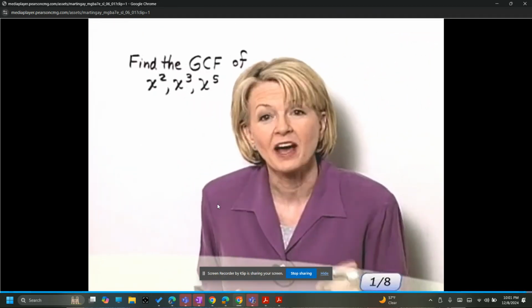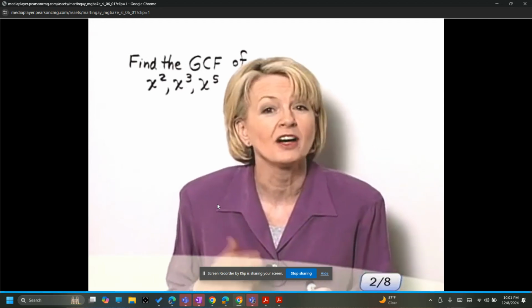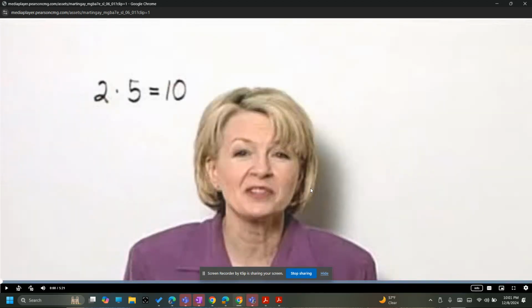So make sure you can find the greatest common factor of a list of integers. Okay, guys, that's it for objective 1. The next slide will be for objective 2.